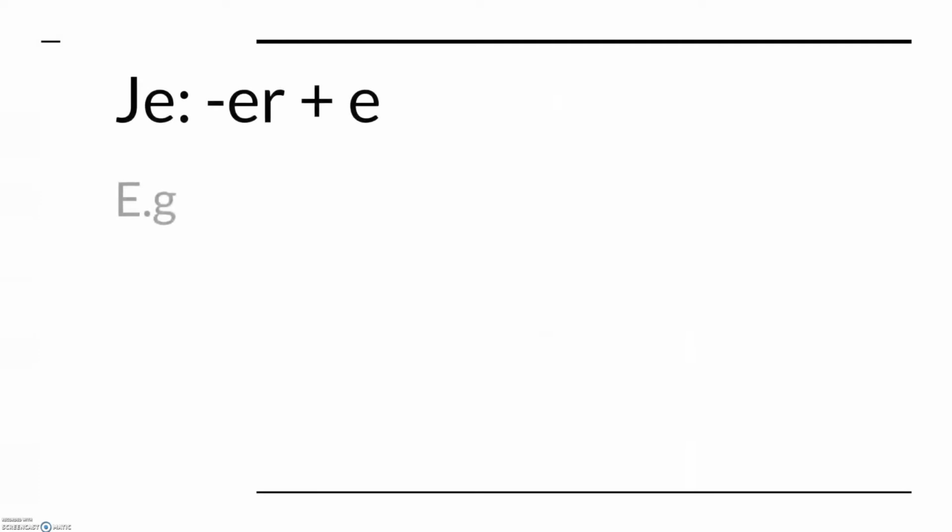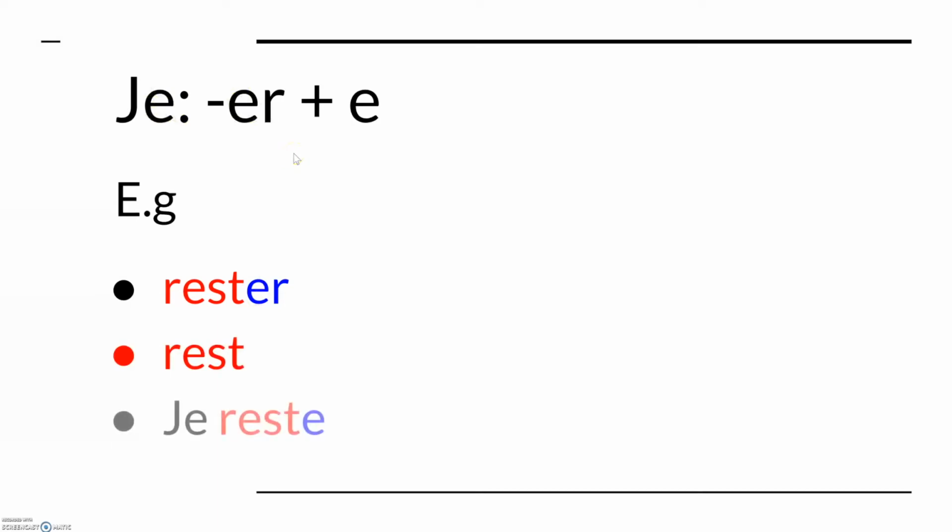Okay. So, say if we have an ER verb, rester, which means to stay, if we want to conjugate that into the present tense, i.e. if we want to say something like, I stay, first of all, it's an ER verb, so if you want to say I stay, you chop off the ER and you add the E. So now this means I stay.